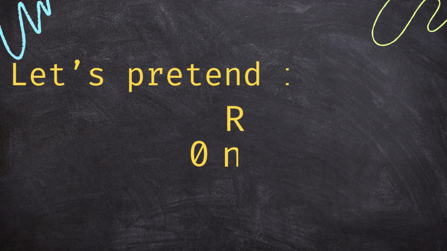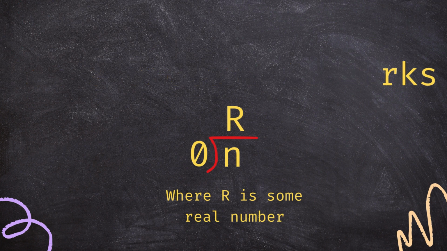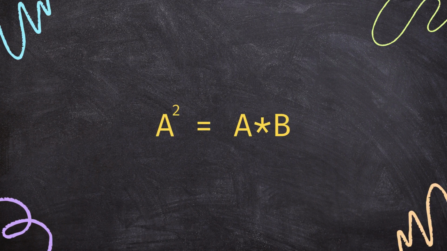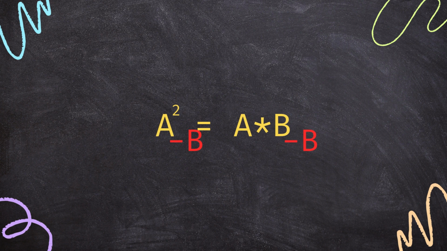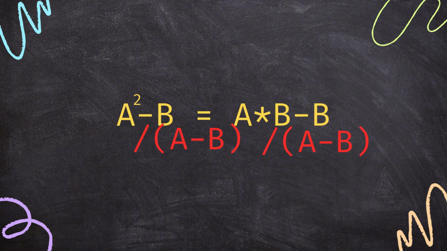But what if we try to define it anyway? What happens if we pretend that dividing by 0 works? Well, things break fast. There's a classic proof that shows 1 equals 2 just by dividing by 0. Here's how it goes. Let a equal b. Multiply both sides by a, so you get a squared equals a times b. Now subtract b squared from both sides, then factor both sides. Eventually you divide by a minus b, and suddenly 1 equals 2.